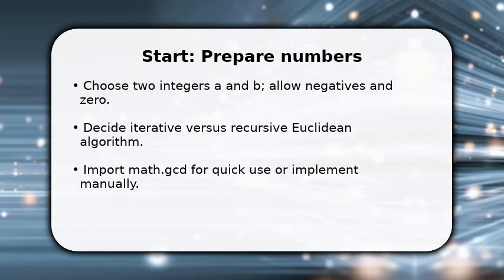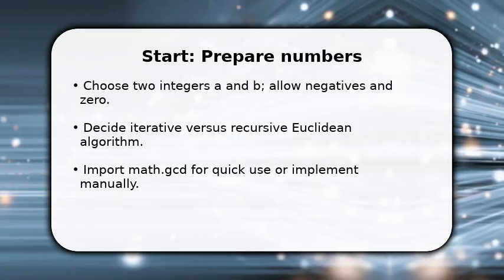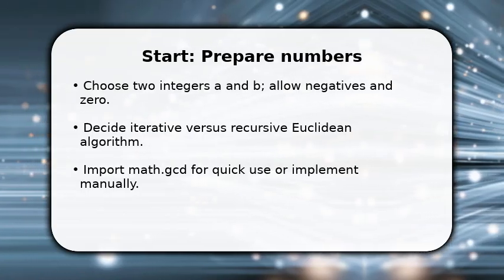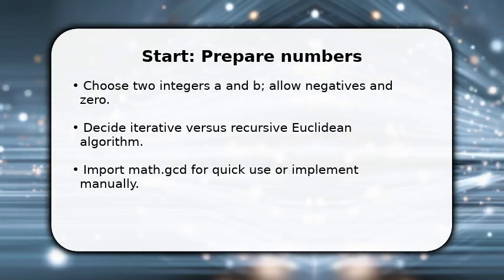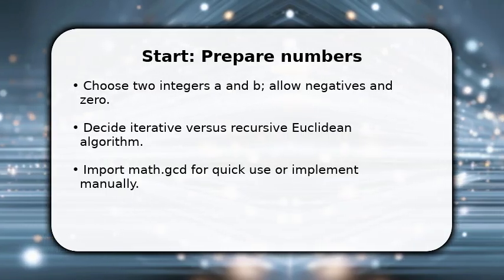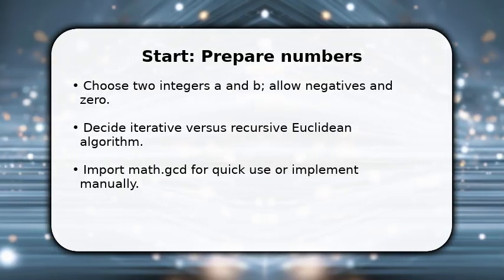Once normalized, choose your approach, iterative loop or recursion, and set up variables. Make sure to handle Python's built-in math.gcd as a baseline. This prepares you to run the core Euclidean steps without wasting time on trivial setup.